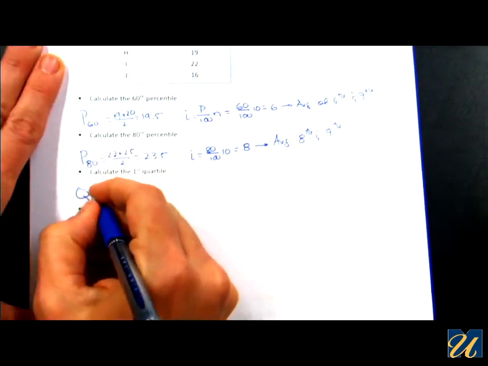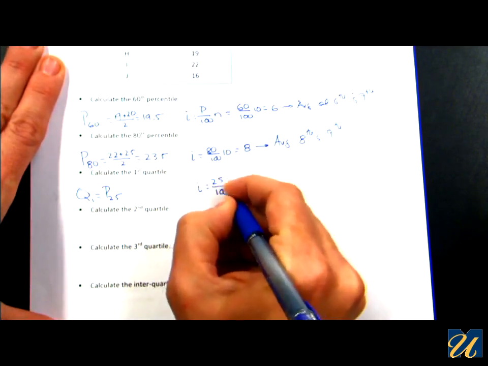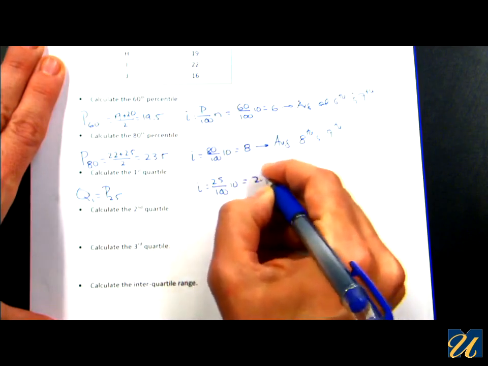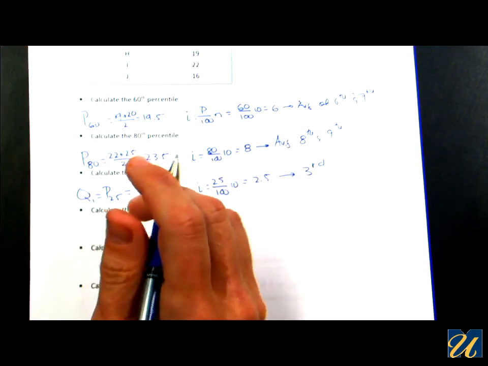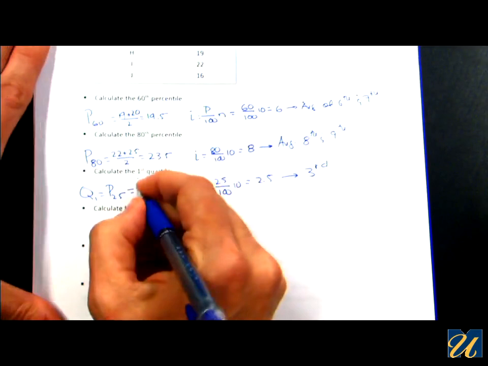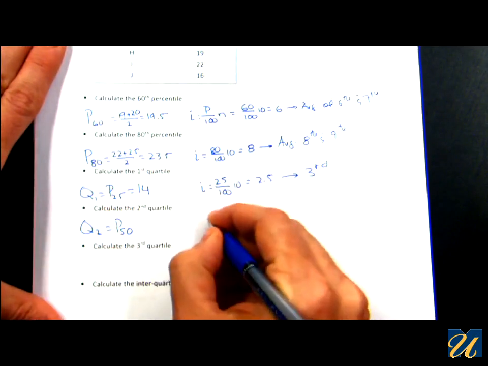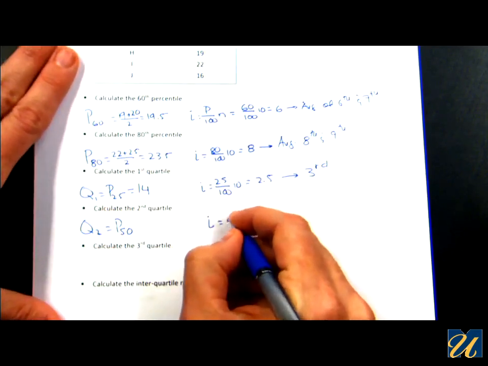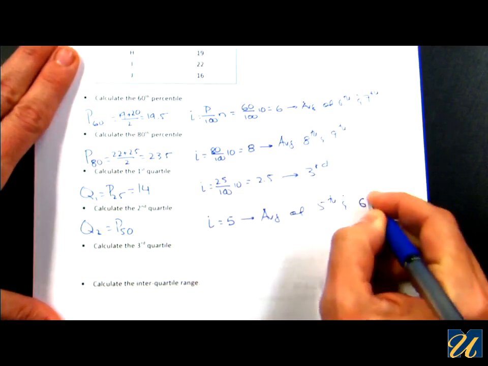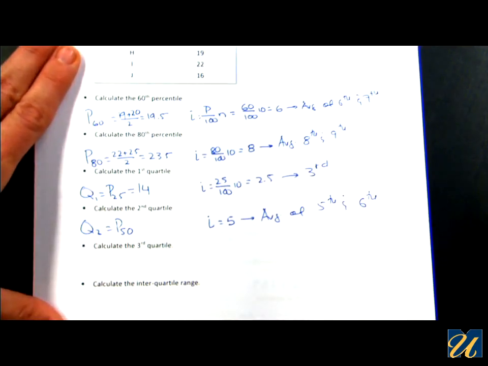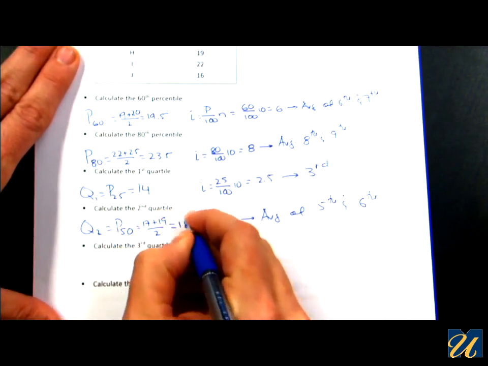Q1. Q1 is equal to P25. i will be equal to 25 over 100 times 10, 2.5, I round up to 3. I take the third ranked observation. The third ranked observation will be 14. Q2, P50, i will be equal to 5. I take the average of the 5th and 6th ranked observation. 17 plus 19 divided by 2, 18.